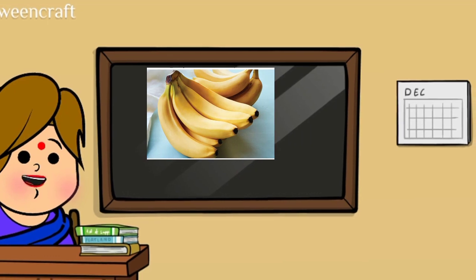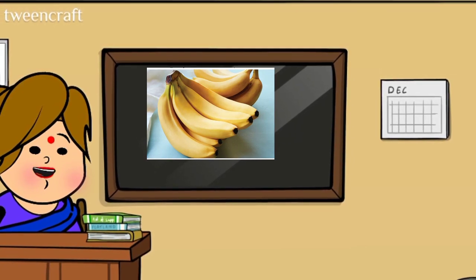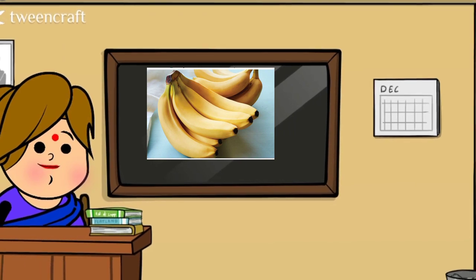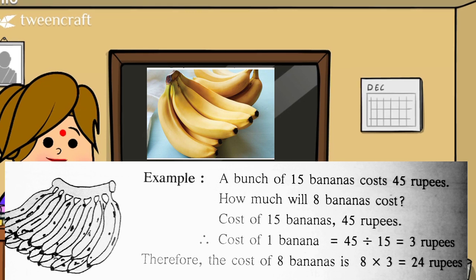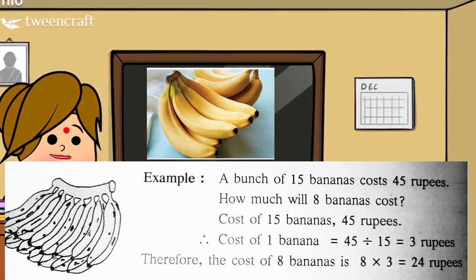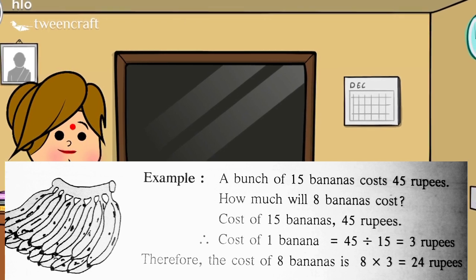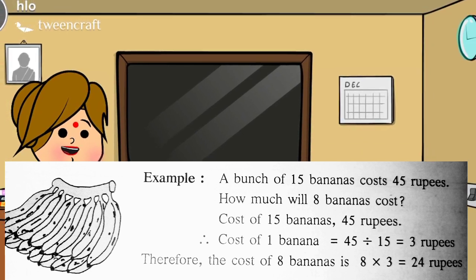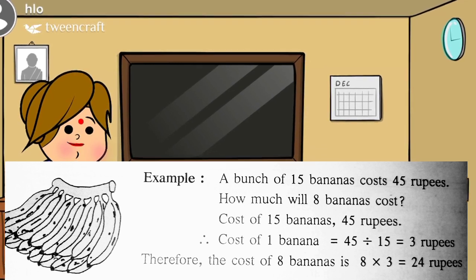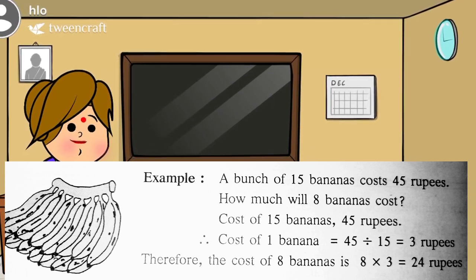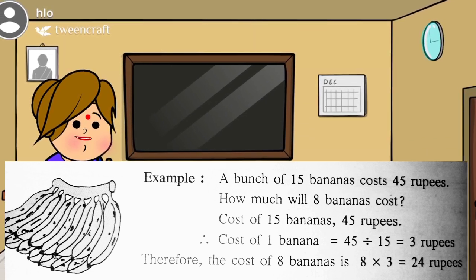A bunch of 15 bananas costs 45 rupees. How much will 8 bananas cost? Cost of 15 bananas is 45 rupees. So, cost of 1 banana is equal to 45 divided by 15. Means we'll get the cost of 1 banana is equal to 3 rupees. Therefore, the cost of 8 bananas is 8 multiplied by 3 is equal to 24 rupees.